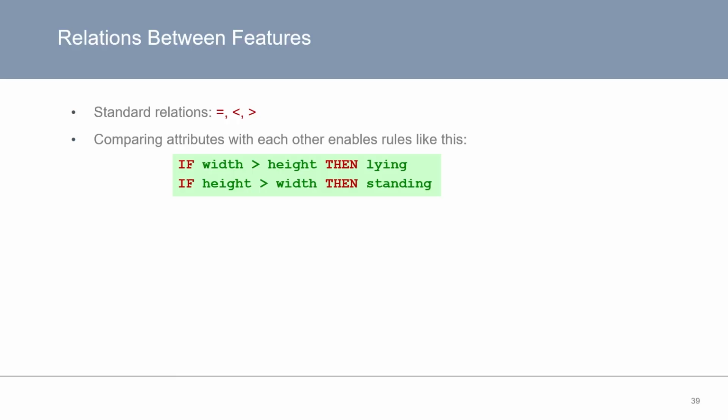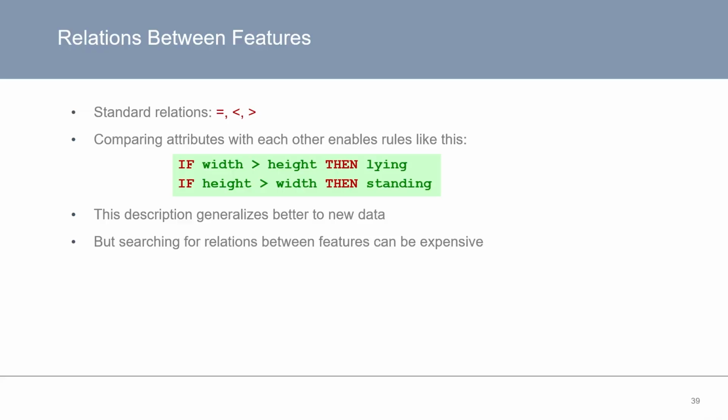For example, if width is greater than height, then the consequent is a person is lying down. Or if height is greater than width, then the consequent is that a person is standing up. This is a simple example of rules that might be trying to determine how a person is positioned. This kind of rule representation generalizes better to new data. But unfortunately, searching for relations between features can be computationally expensive.